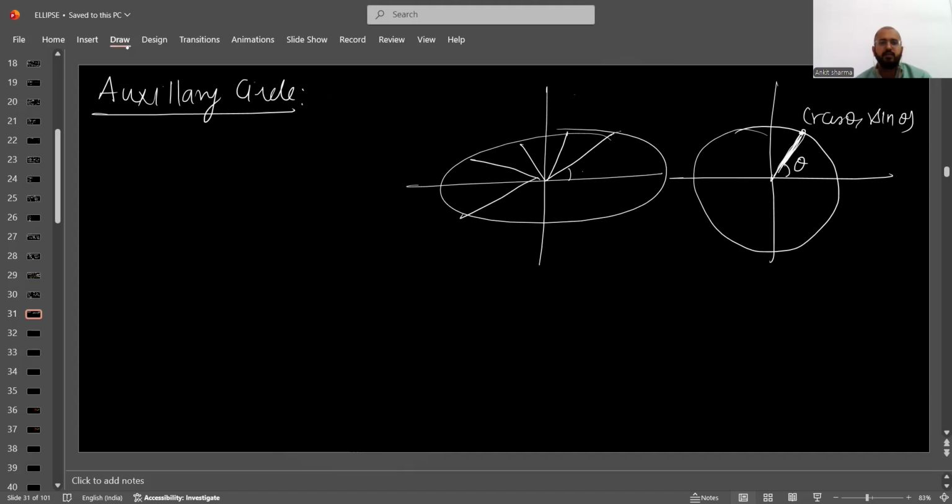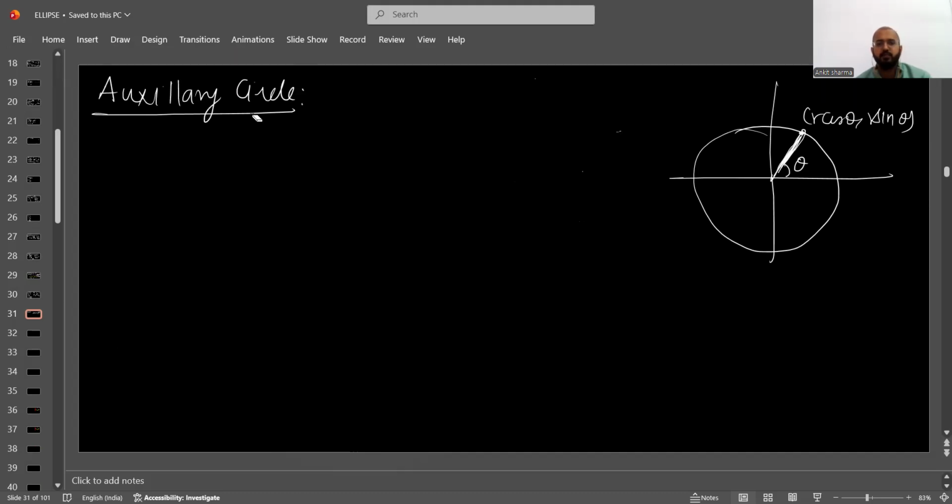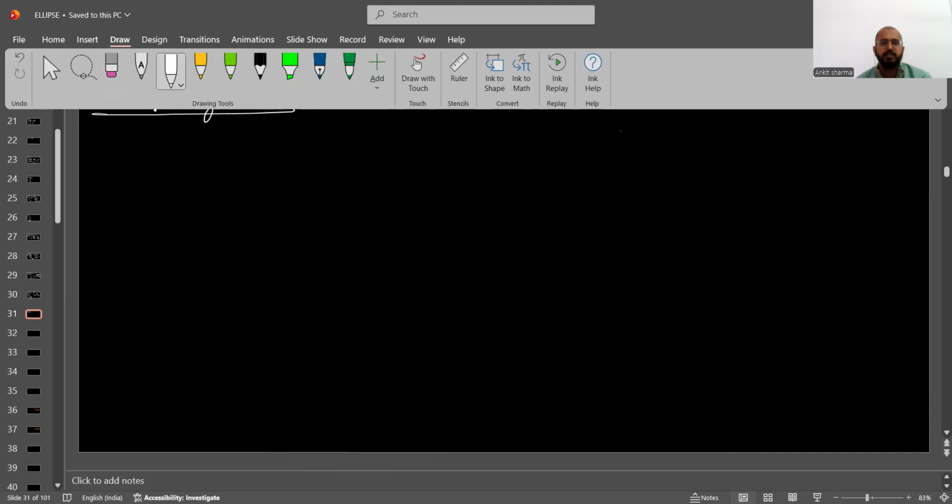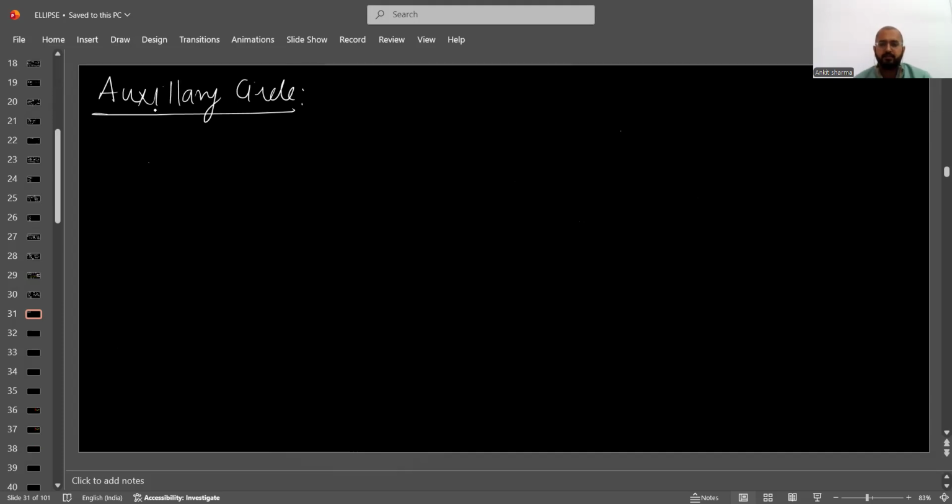So for that, what do we need? We need another circle. With the help of this circle, now the ellipse will shine. So consider how we do it. Let me draw the diagram here first.